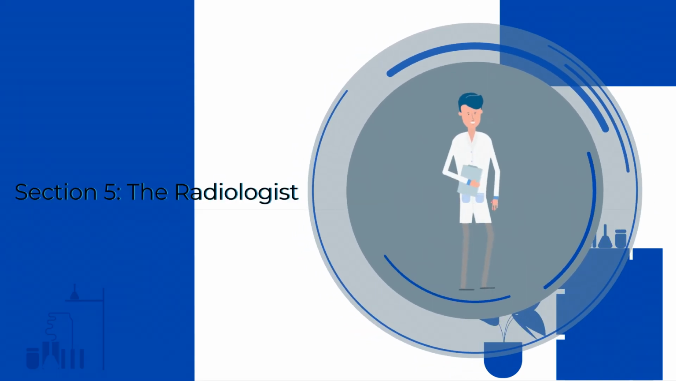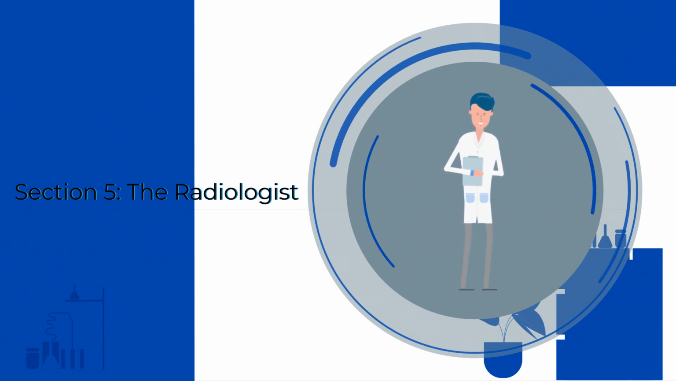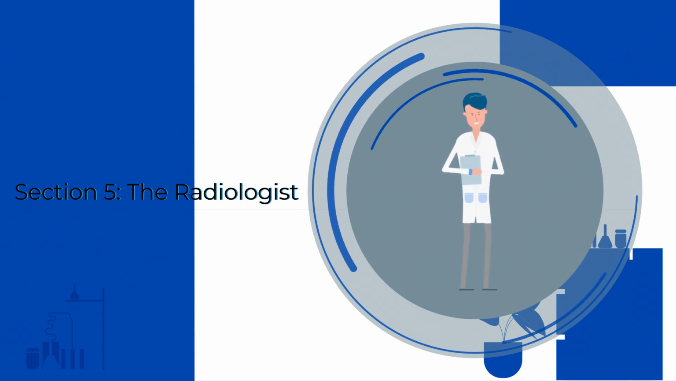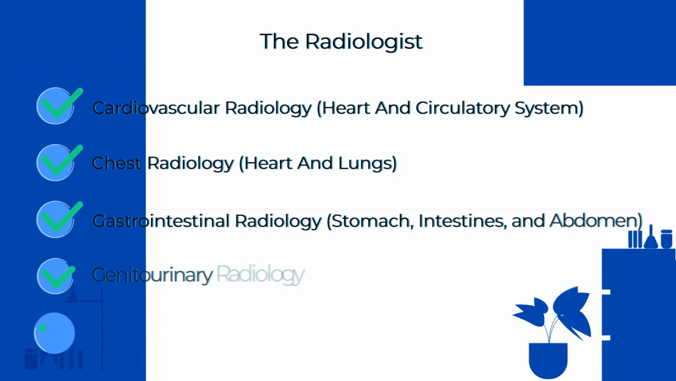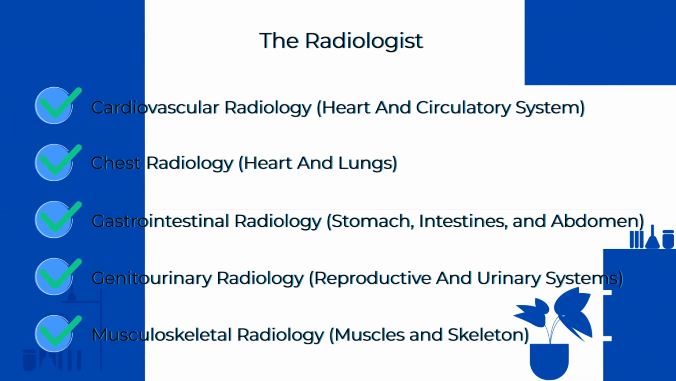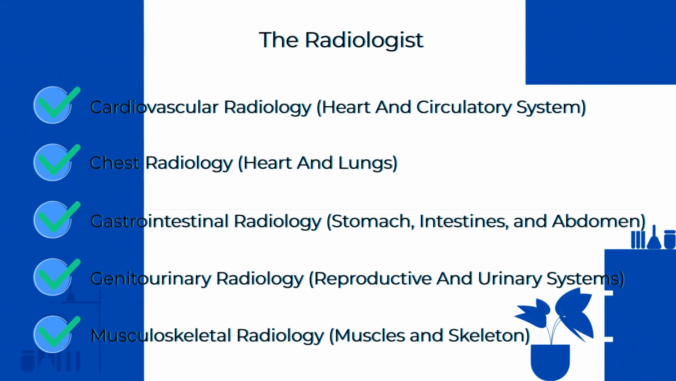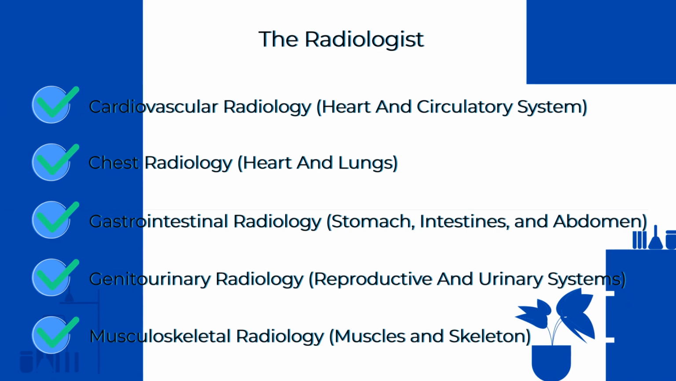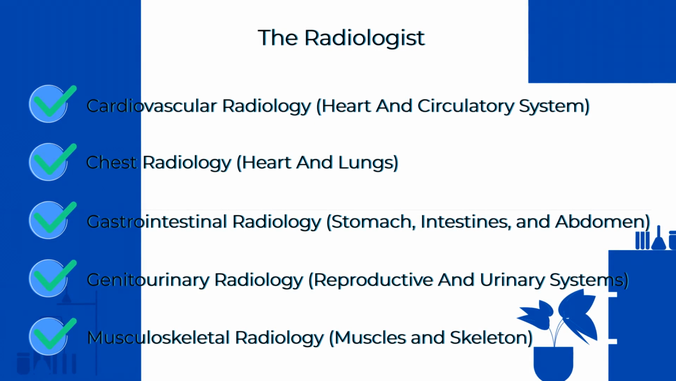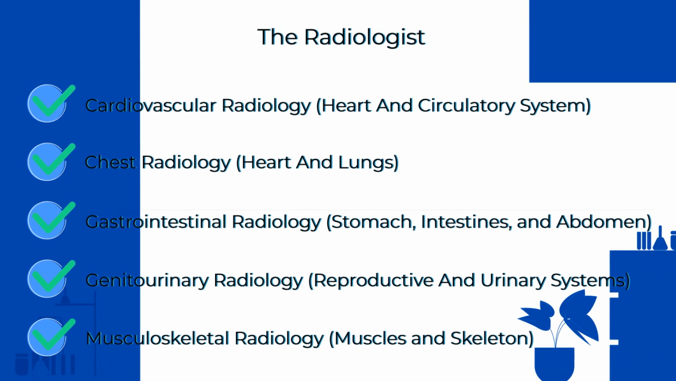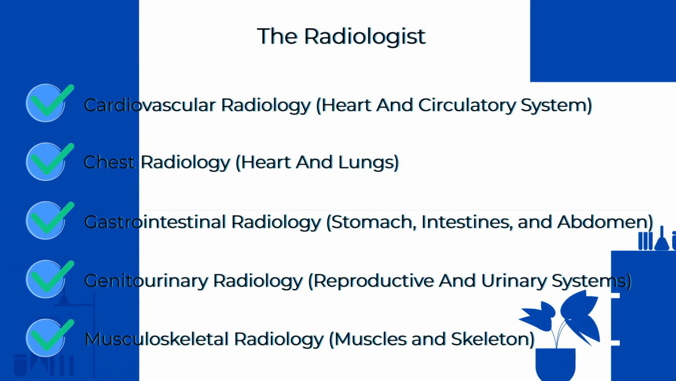Section 5, the radiologist. The radiologist is the doctor who interprets the images. They specialize in reading imaging studies and writing reports that describe what they see. These reports guide other doctors in diagnosing and treating patients. Radiologists often focus on certain areas like the brain, the heart, the abdomen, or the bones. As a coder, you'll rely on their reports to assign accurate codes.